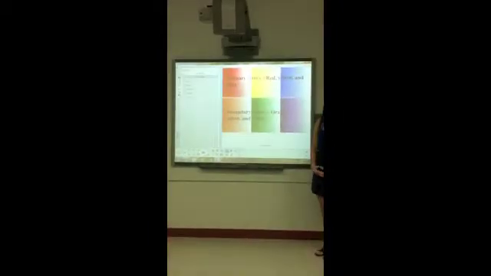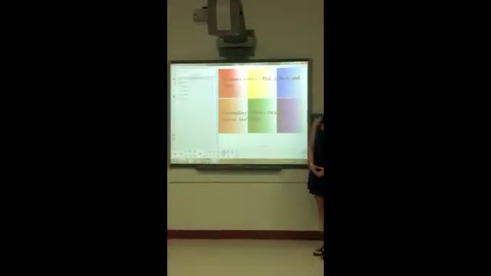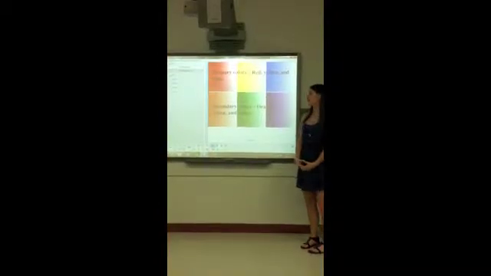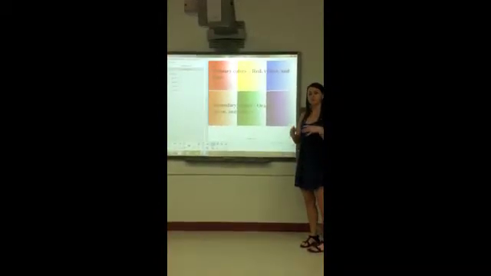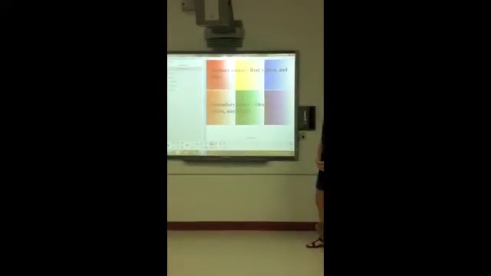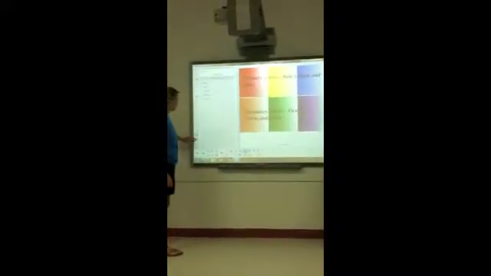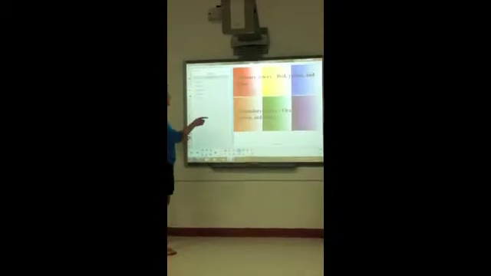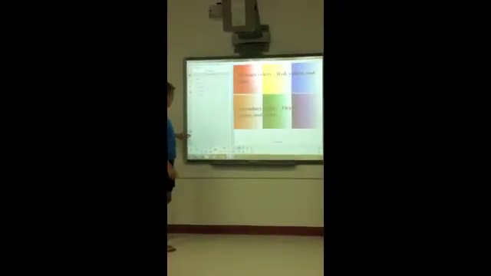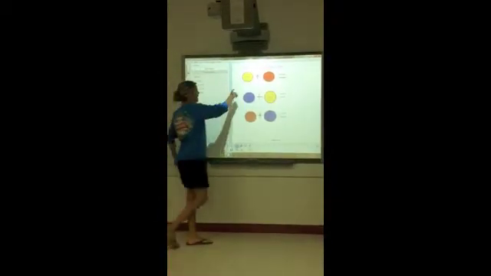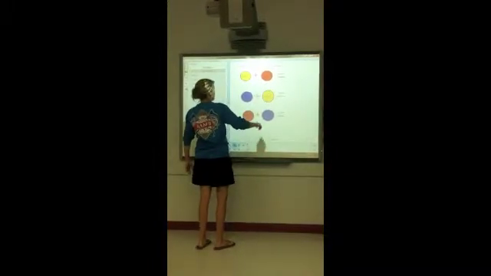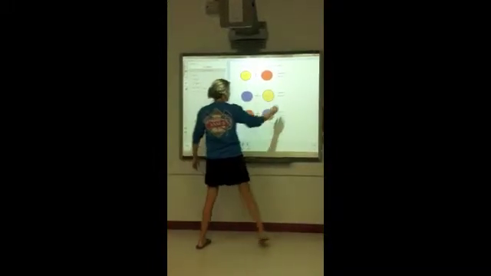Alright, now we're going to talk about primary colors. The primary colors are red, yellow, and blue. And then secondary colors, whenever you mix the primary colors, you'll get orange, green, and violet. Okay, and I'm going to do a little exercise showing how primary colors combined make secondary colors. Okay, red and yellow equal orange, so I'm going to make another circle.